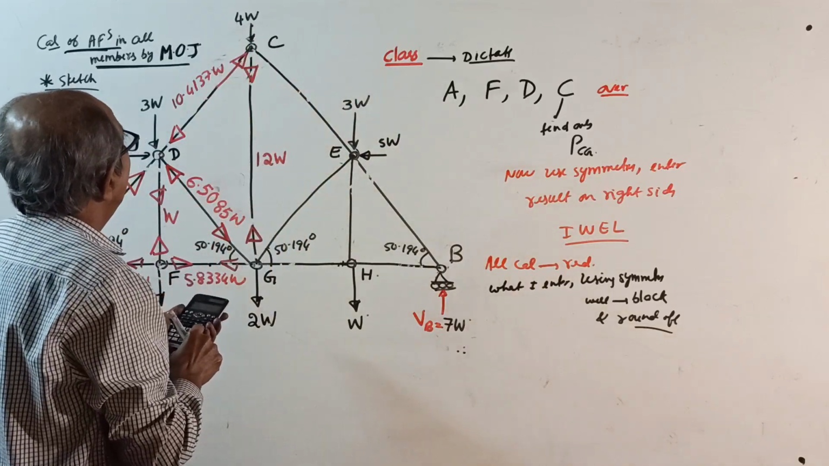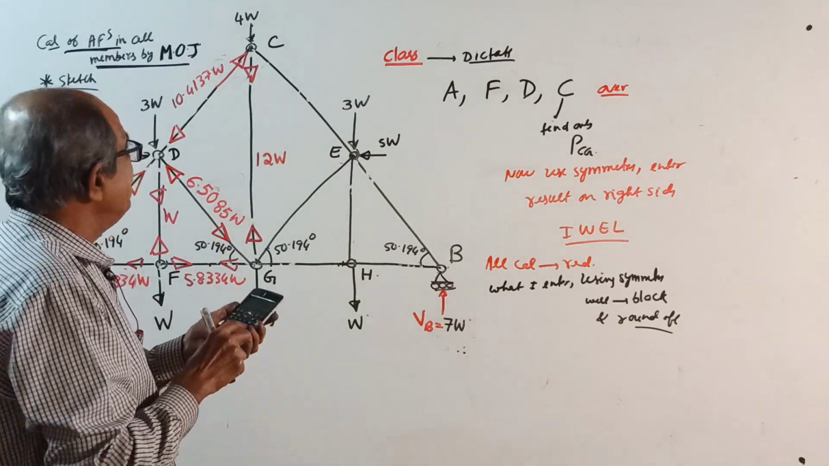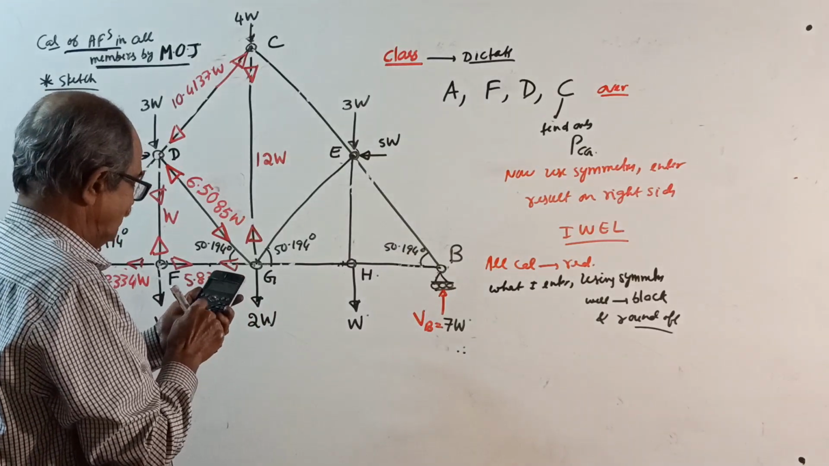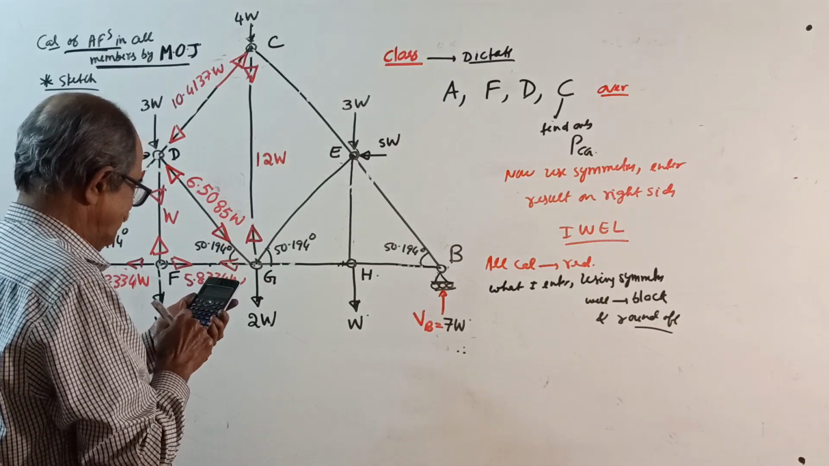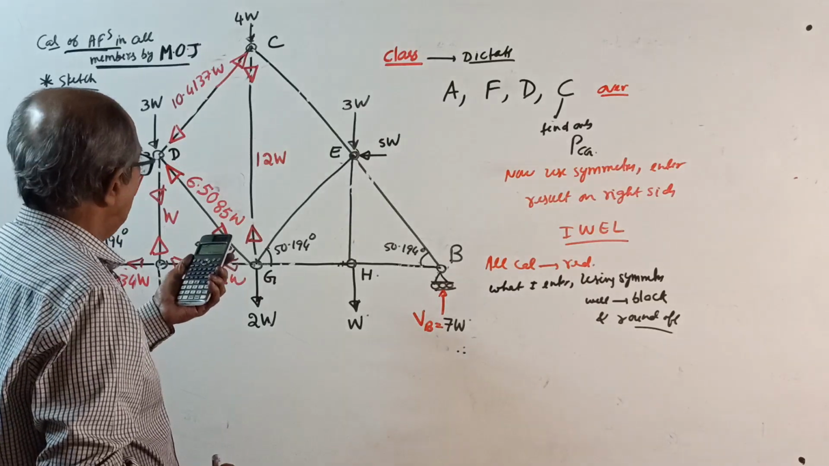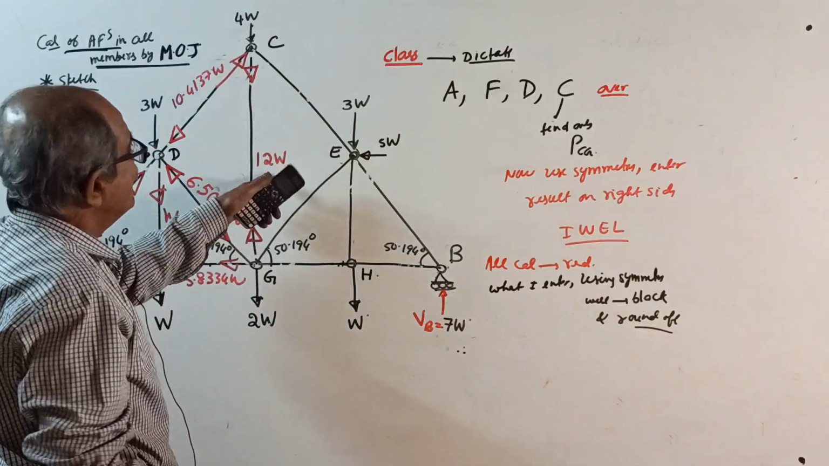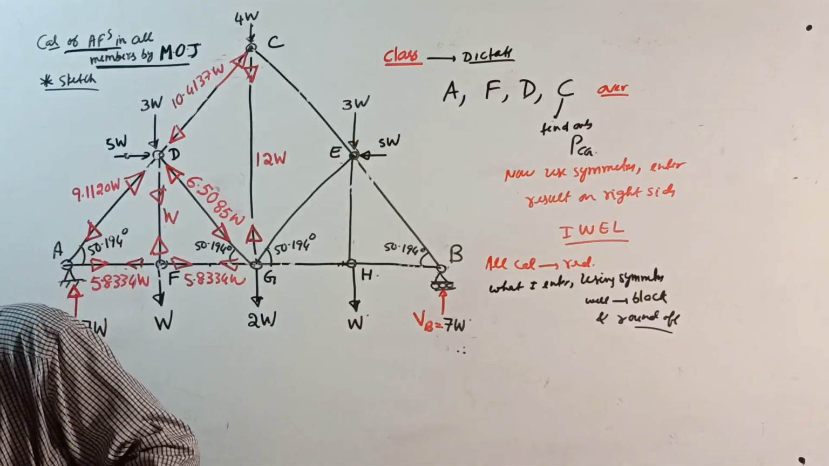Actually, you should do it. It is not difficult. See, 10.4137 into sine 50.194 into 2. I got 16W. I will remove that 4 and put an extra 12 here. That's all. Okay, now everything is over.